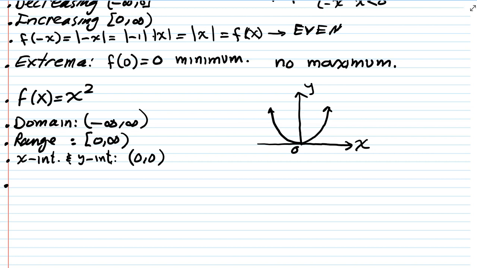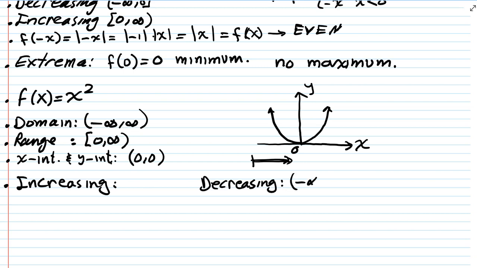Okay, and what else? Increasing, decreasing. Well, as we go from left to right on the x-axis, first, the function is decreasing, right? It's decreasing, it means dropping from negative infinity to 0. And then from 0 to infinity, kind of like the absolute value function, it picks up to the right of 0.